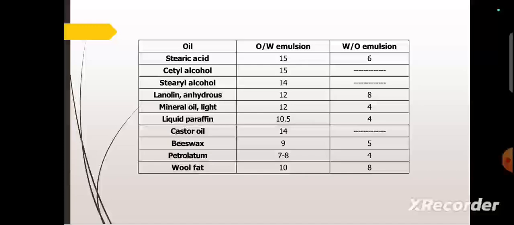Mineral oils and lights show 12 in O/W emulsions and a value of 4 in W/O emulsions. Liquid paraffin has an HLB value of 10.5 in oil in water emulsions and 4 in water in oil emulsions. Castor oil shows an HLB value of 14 in oil in water emulsions and nil in water in oil emulsions. These are some examples of oils and their HLB values.